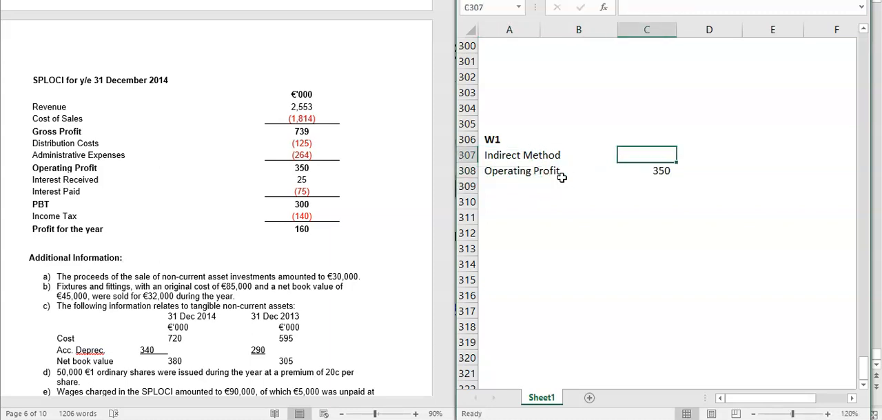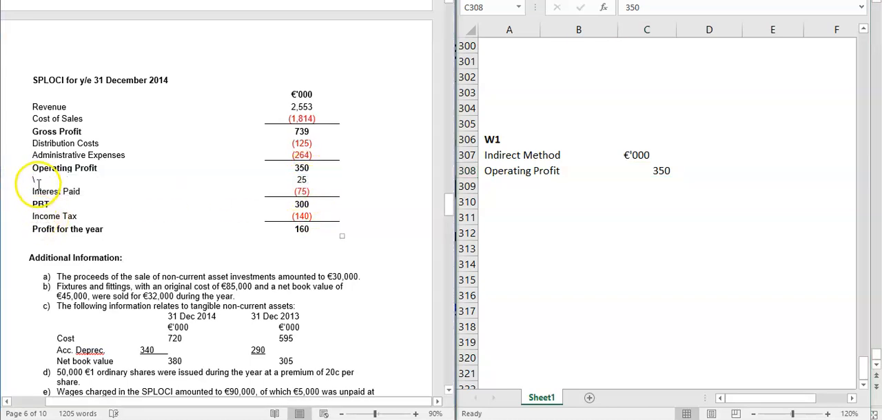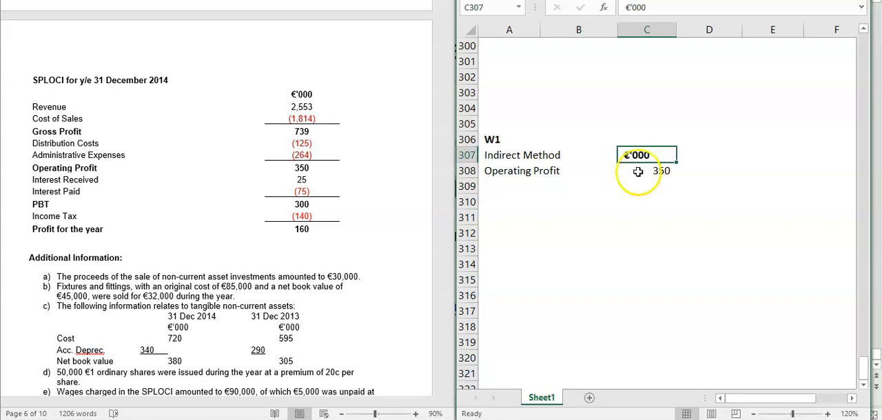Now there's nothing stopping you starting with profit for the year and then adding back or taking away as you need. But essentially all of those 3 items, interest received, interest paid, and income tax, are expenses incurred or income earned. They're not necessarily income received or expenses paid. And there's a distinction there when we're looking at the statement of cash flows. So the easiest thing is to start with operating profit, profit before interest and tax.